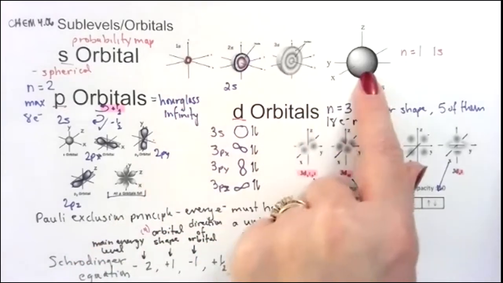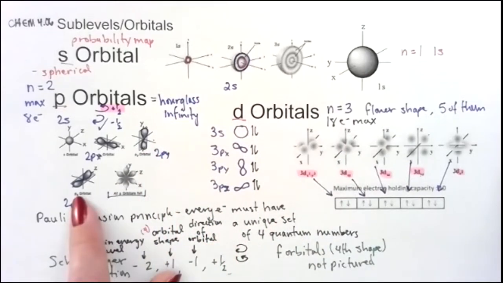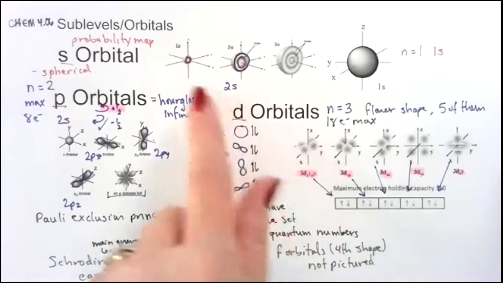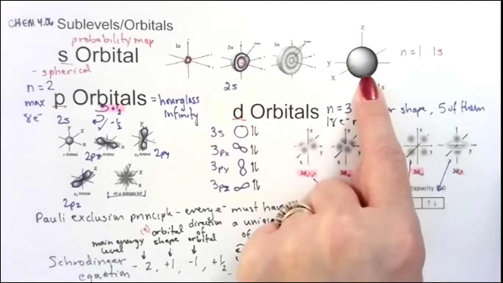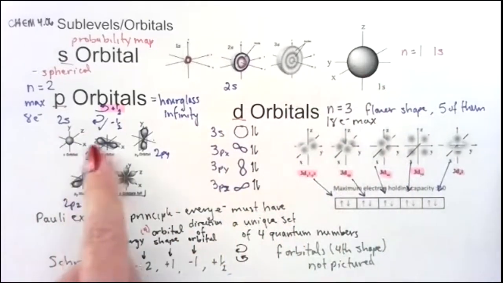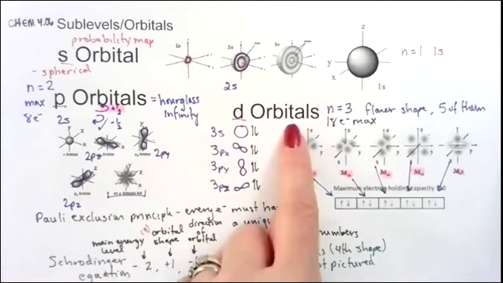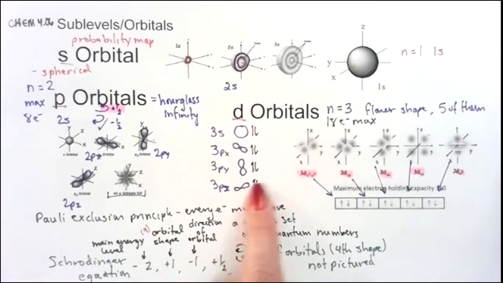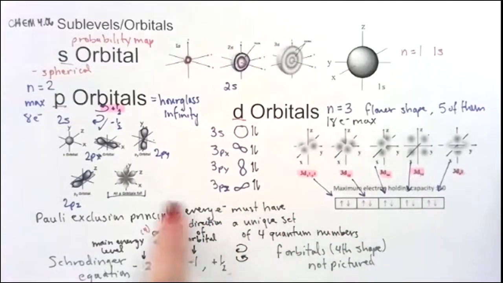S orbitals are a sphere. P orbitals are a dumbbell, hourglass, infinity, whatever you want to call it. And the D orbitals have this flower shape. At n equals 1, all we have is an s orbital. At n equals 2, we have an s and we have 3 p's. And then we get to n equals 3, and there we have an s, we have 3 p's, and we've got 5 d's. And this is pretty much where we're going to stop.